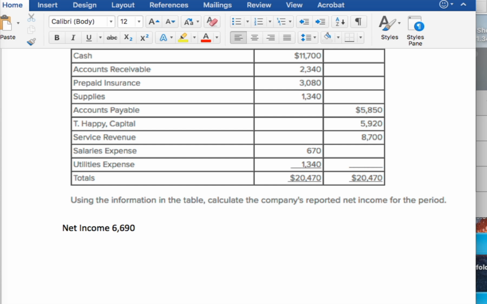Simple as looking for revenue, subtract expense. Caution, only make sure you're not including unearned revenue.